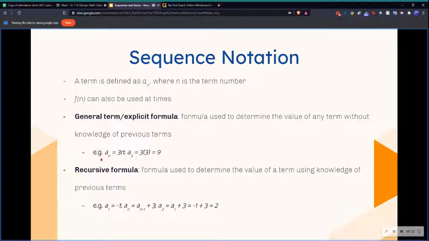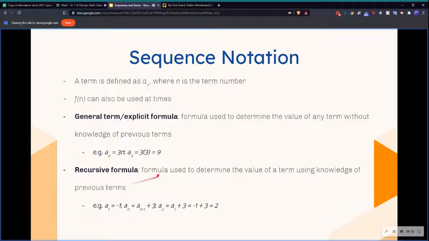So here's an example, just to show you the formula, the general term. For example, you have a of n, the term defined as 3n. Whatever n is, you would substitute it into 3n to get your actual term for that term number. An example would be if you want the third term, a at 3, a3 is equal to 3 times 3. So you substitute n for 3, and that will give you 9. So that means the third term in the sequence is 9. Right? Hopefully that was straightforward.